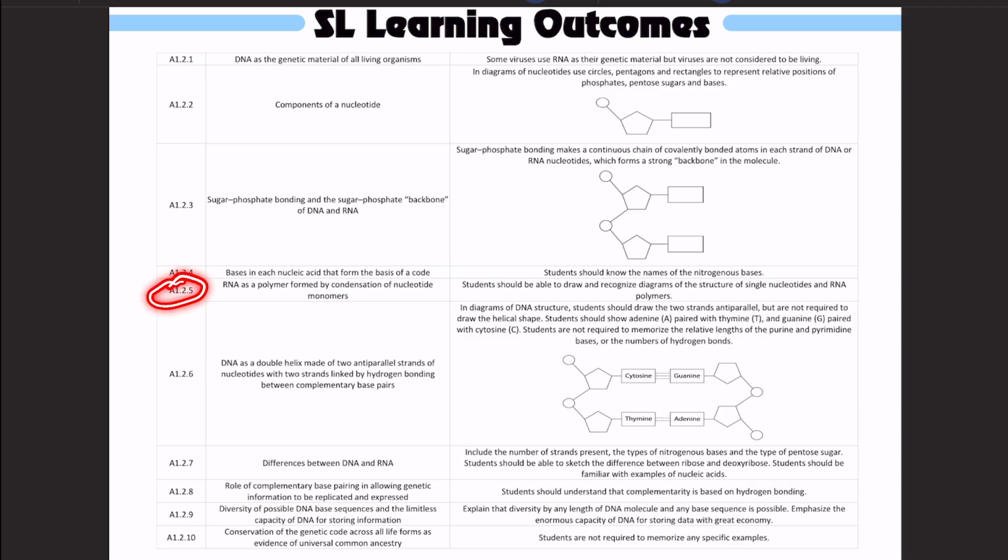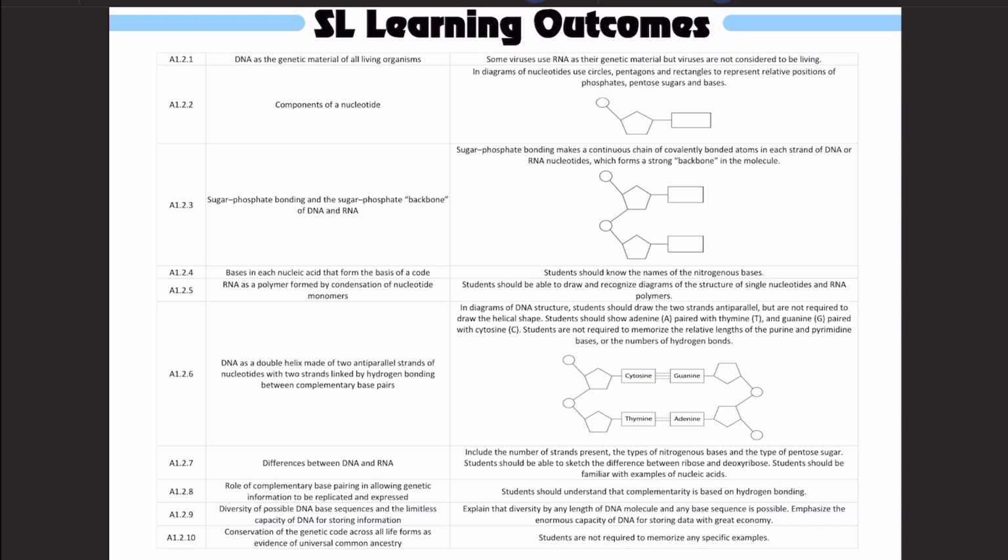Then we started to talk about RNA as a polymer. This subtopic is not called DNA, it's called nucleic acids. The other major category of nucleic acids is ribonucleic acid, or RNA. And just like DNA, you should also be able to draw a simple RNA molecule and understand how it's formed.